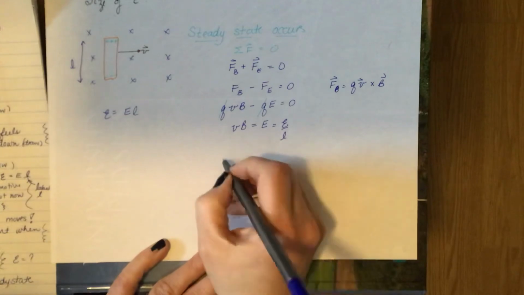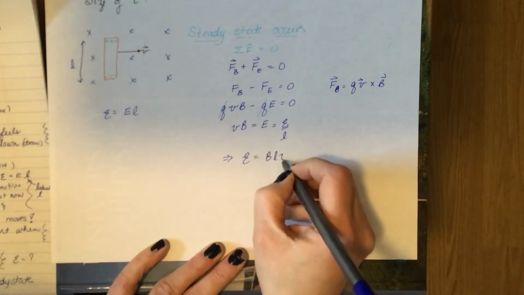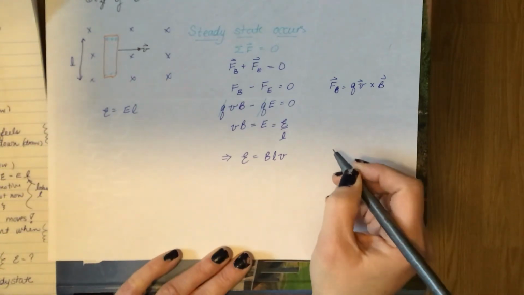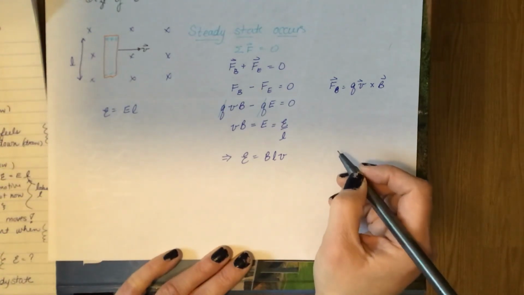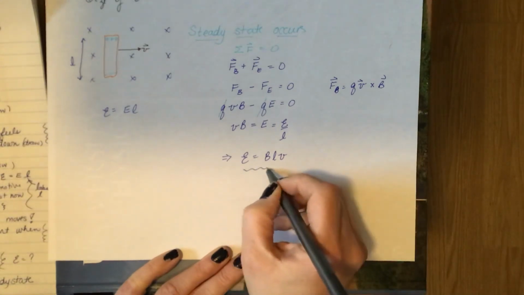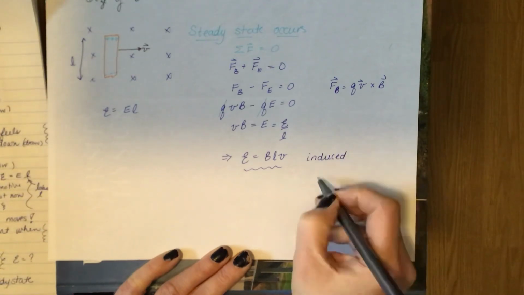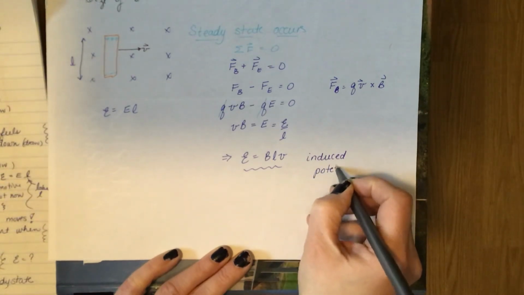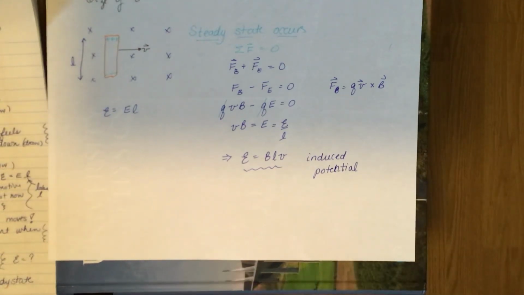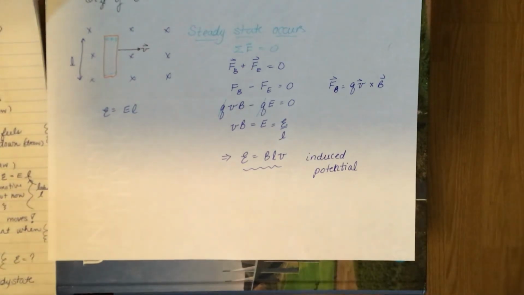So we can take this and solve it for the induced potential. It's equal to B times L times v. So this is the induced potential when we move a conductor of length L through a magnetic field B with a velocity v. So there's our induced potential. And the induced part is pretty important. It only happens when we move the bar, and by moving the bar, we get this potential created. Okay, in the next part, we'll do a couple of examples.